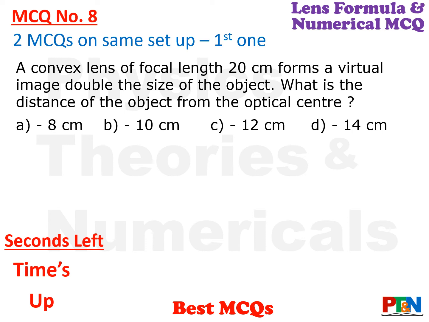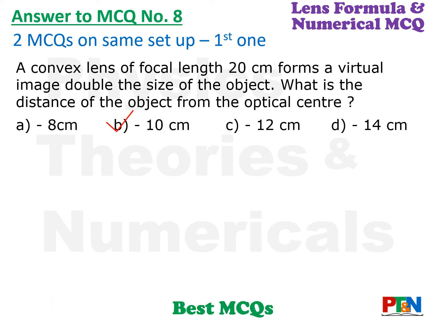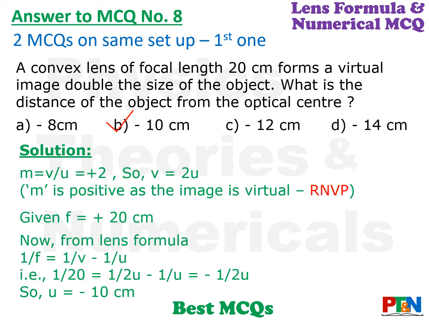Time's up. Let's see the answer. That is minus 10 centimeter. Let's understand the calculation also. See, what you have been given: the value of M is plus 2, because the RNVP rule tells you if the image is virtual, the value of M will be positive. So M is plus 2.